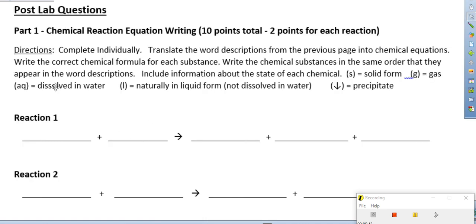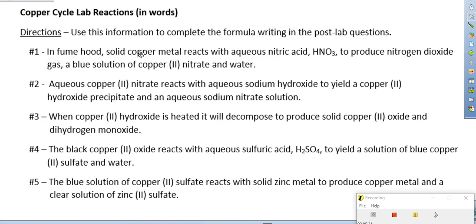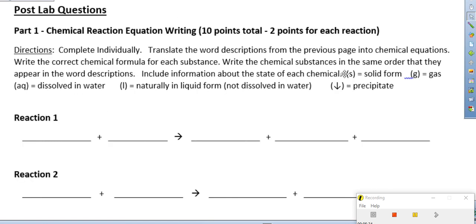All right. So you're going to use that information to answer post-lab questions, part 1. As you read the sentences, solid copper metal is the first chemical listed. So I'm going to put solid copper metal. Copper just has the formula Cu. And then because it's solid, after that, in parentheses, I'm going to put a little s. So that is solid copper.